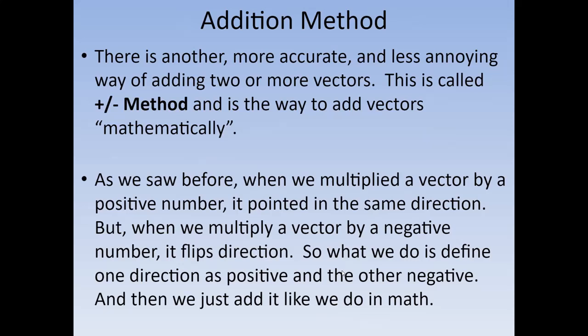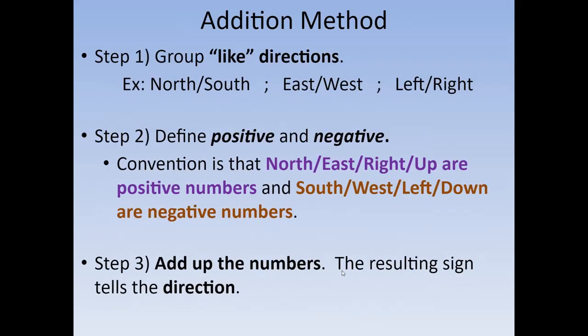West would be considered negative because that's typically the left side, and then east would be positive, north would be positive, and south would be negative. So the first step is to group like directions because you can actually combine north and east together, or south and east, or left and north. So you have to actually group the like directions.